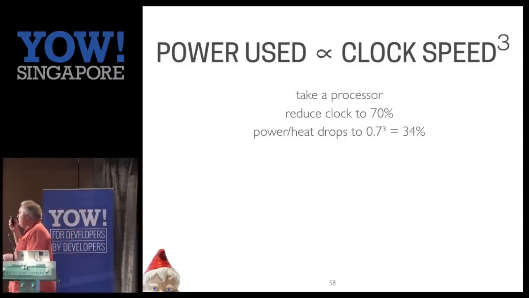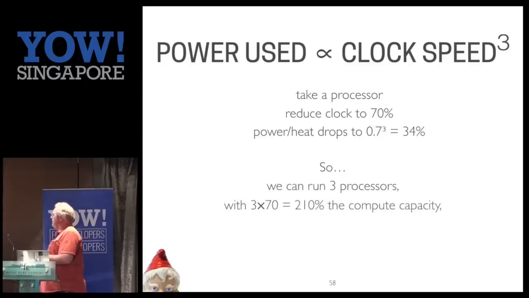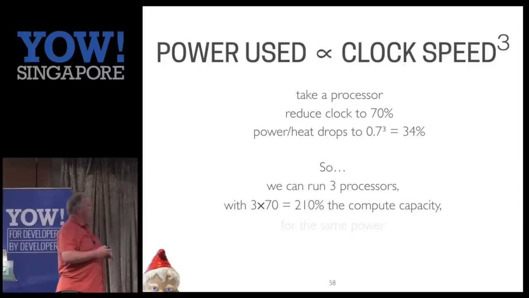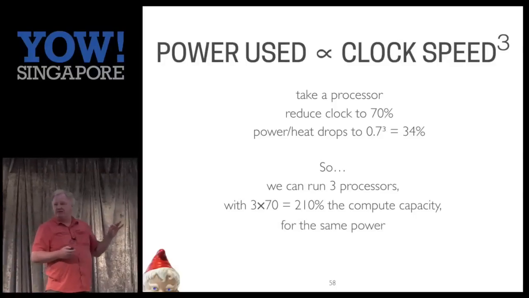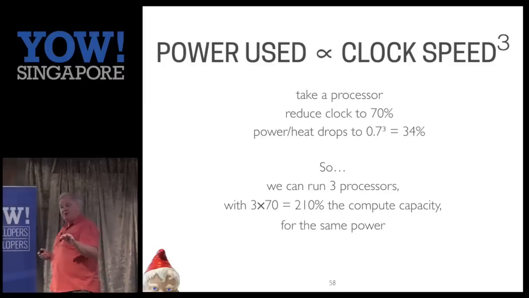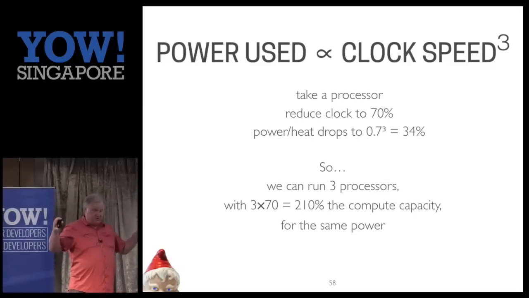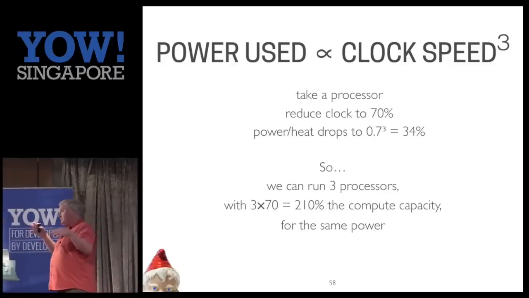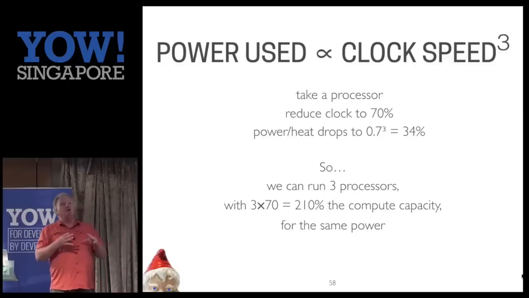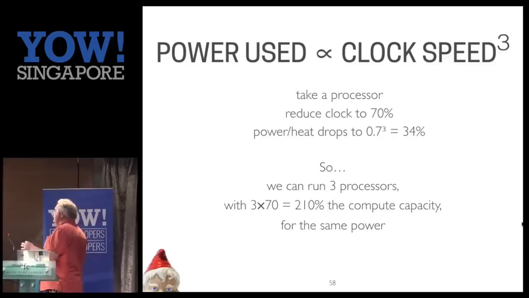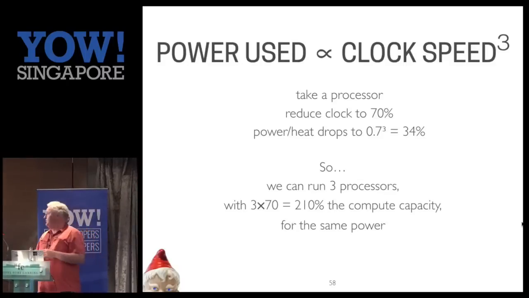So now I can run 3 of these, and I'll have 3 times 70, so I'll have 210% of my initial processing power for exactly the same heat. That's why we do multi-core. Because I can get more and more instructions per second across more processors and not use any more power. And to me, that's a magical thing to be able to do.